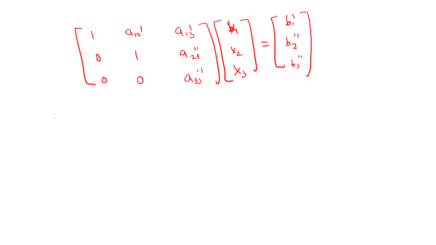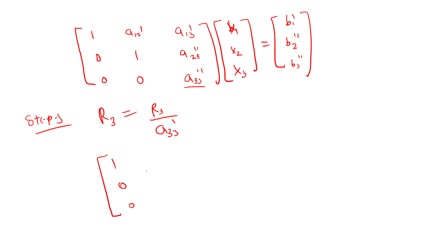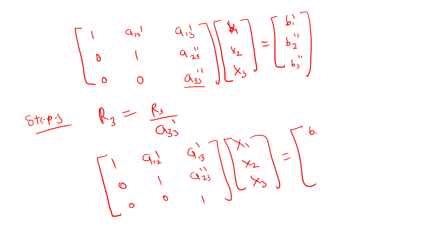Now this is my step 5. In step 5, I will try to make this 1. R3 = R3 divided by A33 double prime. What we have got out of this step is 1 0 0, A12 prime, 1, 0, A13 prime, A23 double prime, and then we have this 1, with x1 x2 x3 equal to b1 prime, b2 double prime, and then b3 triple prime, since we have already applied 3 operations to it.